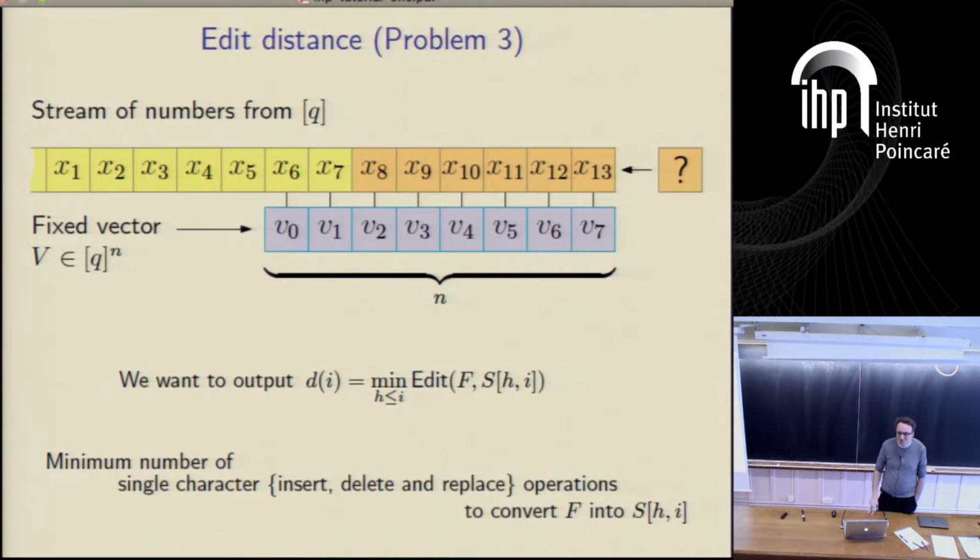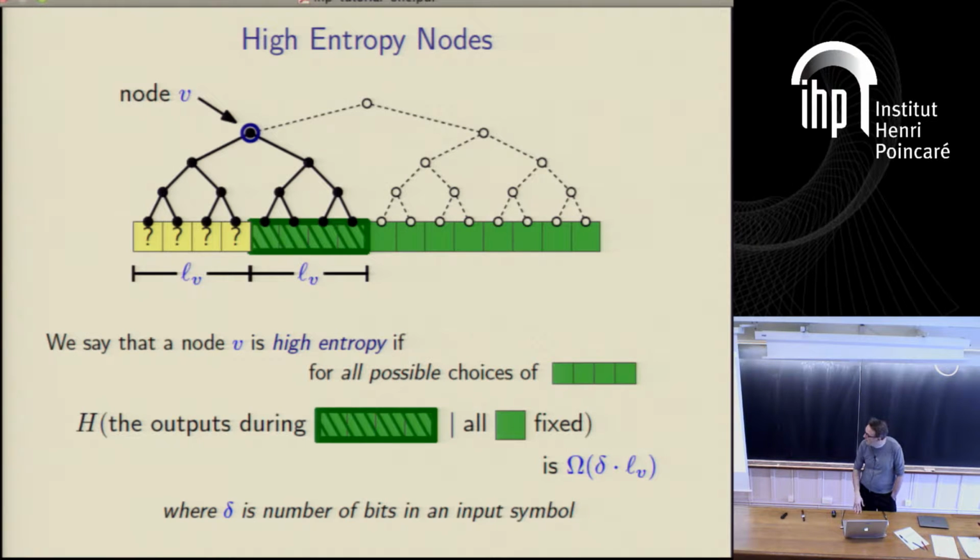Consecutive outputs can only differ by 1. So the entropy of the outputs is small. And we crucially require the entropy of outputs to be large for our proof techniques. Previously we argued in the Hamming distance case that for L outputs, the entropy of the outputs was like delta L, where delta was the size of the symbol. But in the edit distance case, the entropy of L outputs can only be like L. And this is fatal for our technique.